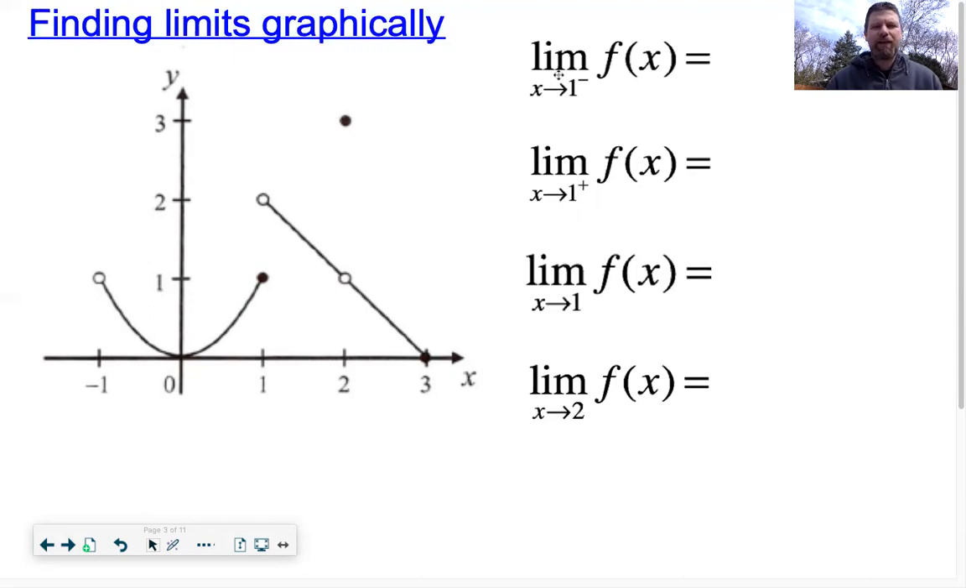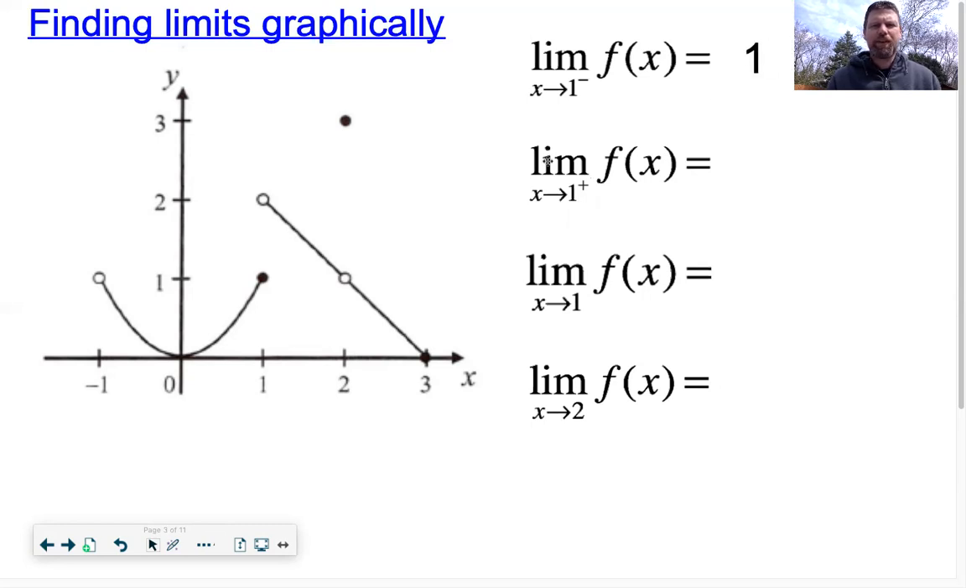Here we have a graph and four limits. This very first one up top is asking us to find the limit as x approaches 1 from the left. That little negative symbol there again means finding the limit as x approaches 1 from the left-hand side. So from the left-hand side, here's 1. As I get closer and closer to 1 from the left-hand side, my value gets closer and closer to this point right there, which has a value of 1. So the limit from the left is 1.